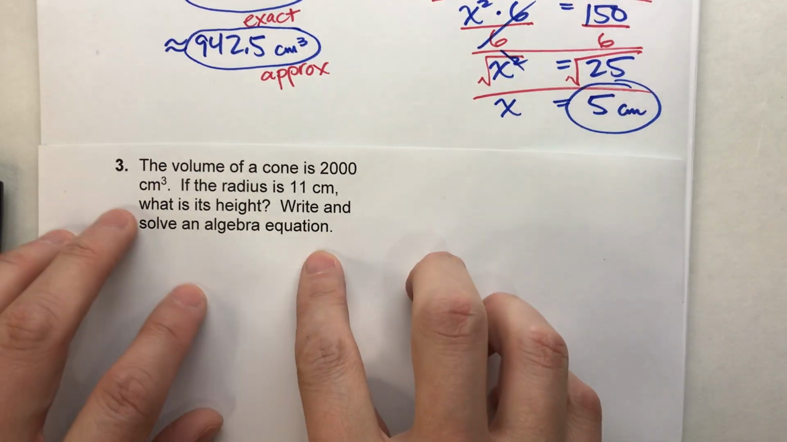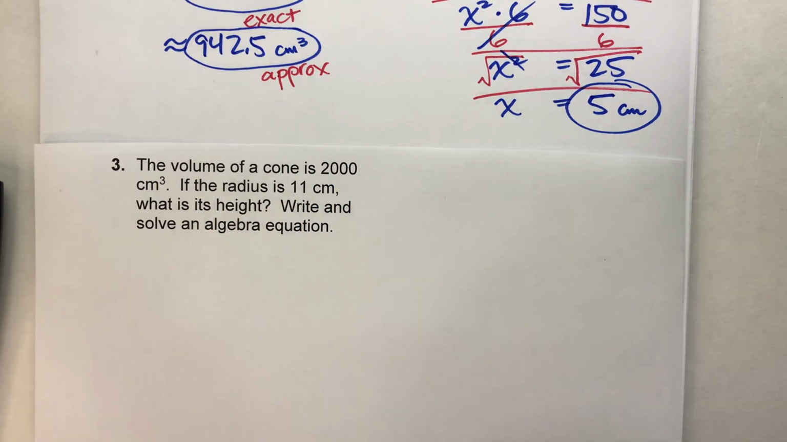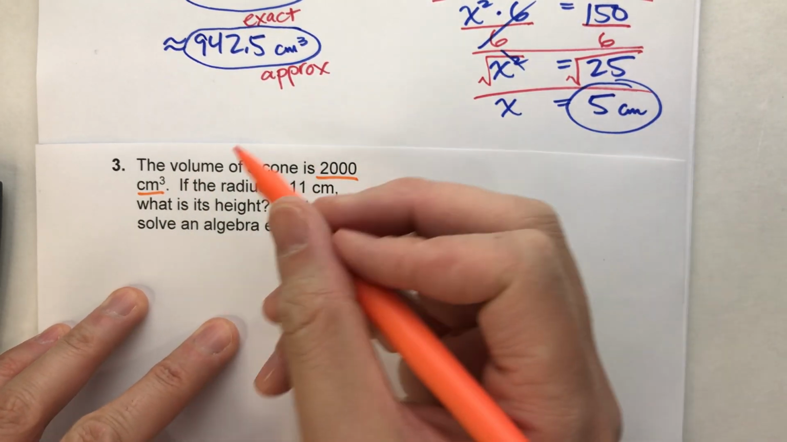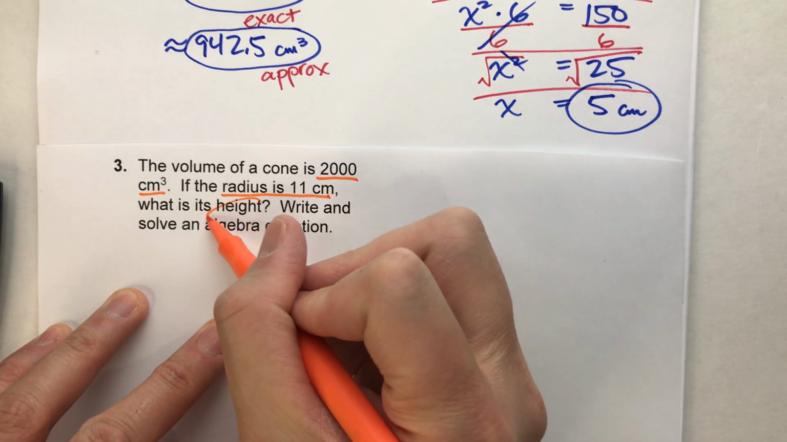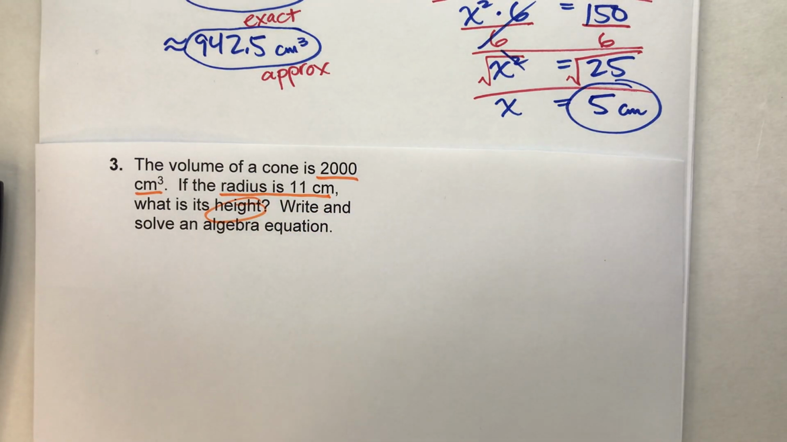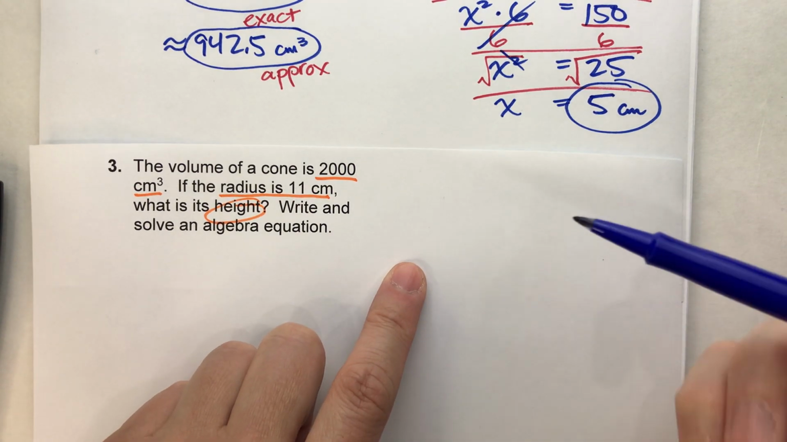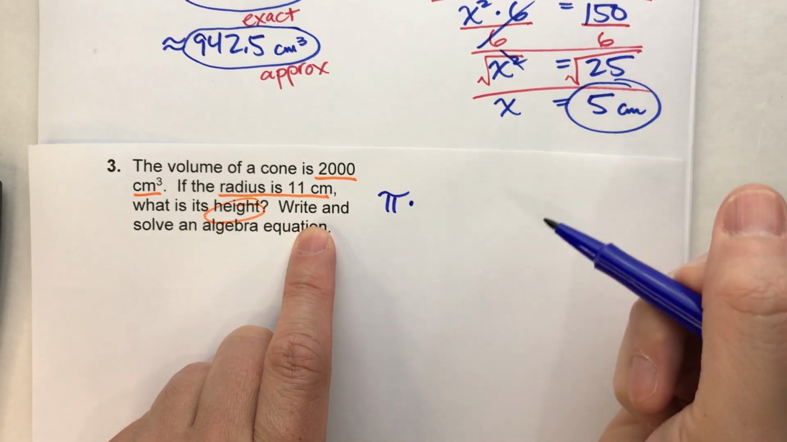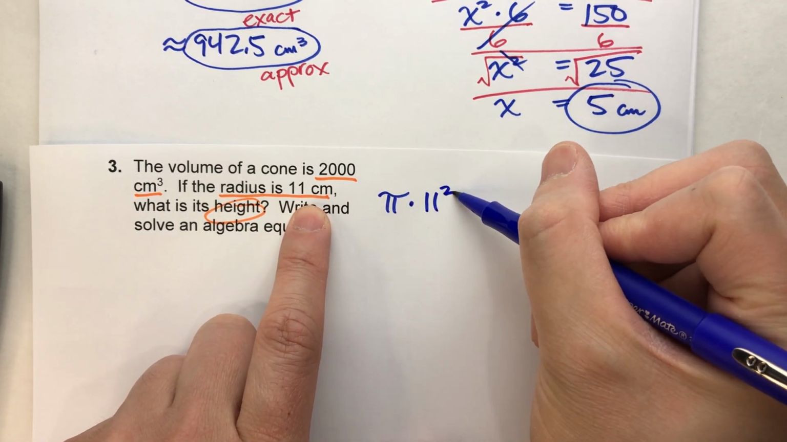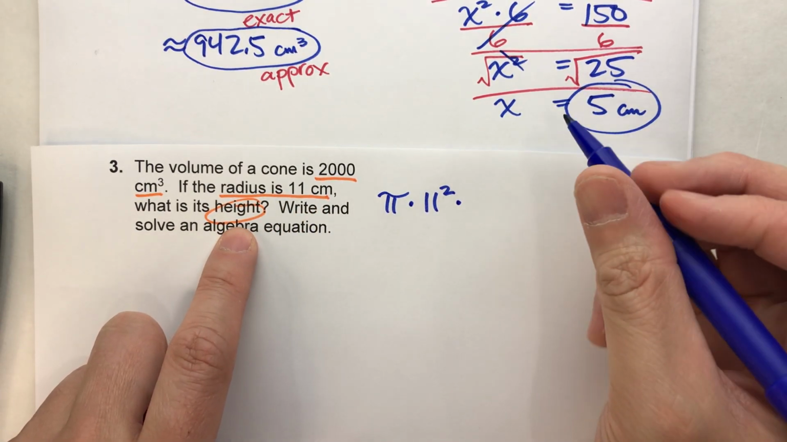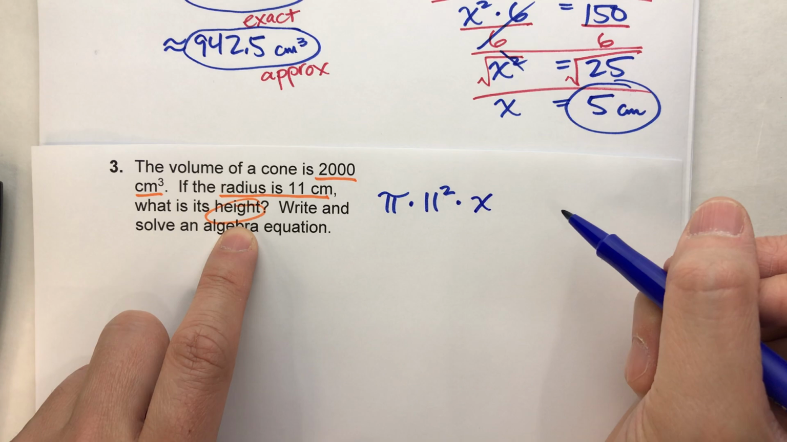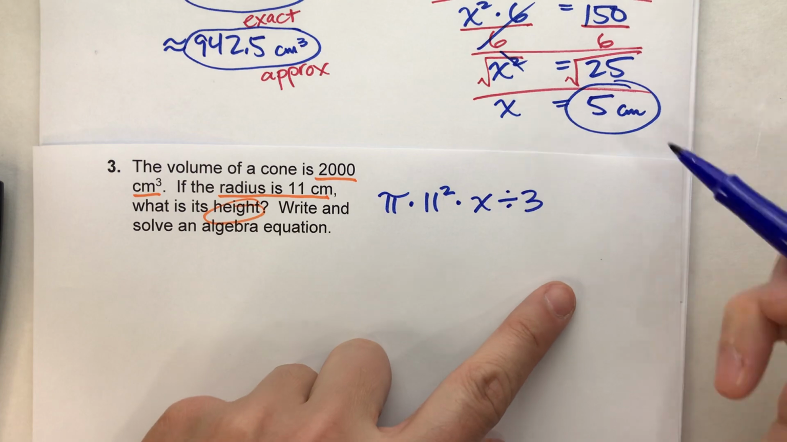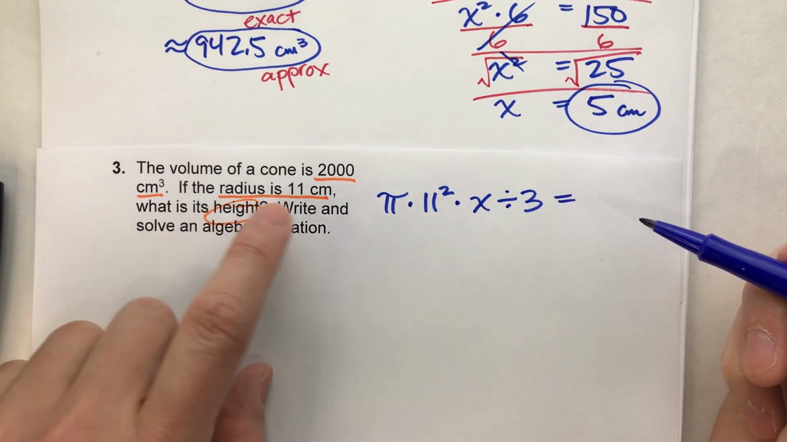It says, the volume of a cone is 2,000 centimeters cubed. All right, so notice, not 2,000 pi, 2,000. If the radius is 11 centimeters, what is its height? Okay, so let's set up an equation just like we did last time. So volume formula of a cone, pi, times the radius squared, in this case 11 squared, times the height, which we don't know, so I'll call it x, and then divide by 3 because it's a cone. All right? And that's going to equal my volume, which is 2,000.